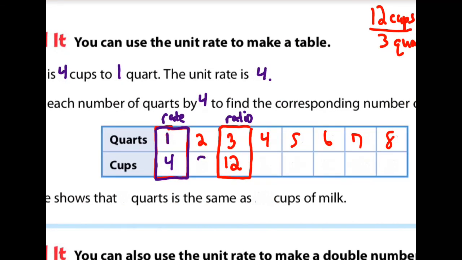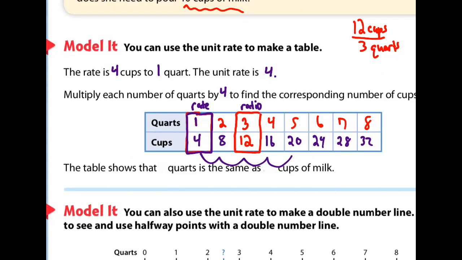So 2 times 4 is 8. 4 times 4 is 16. 5 times 4 is 20. Also notice that going this way, the numbers are just counting by 4. So 24, 28, 32. So I have my ratio table filled in.